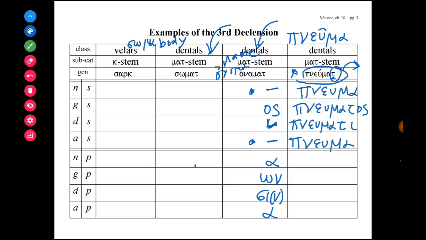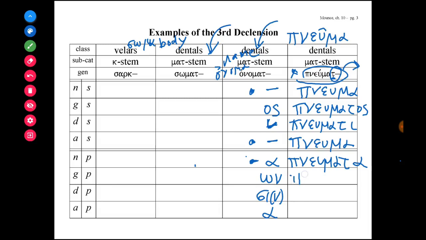Now, watch how the plurals form. When the plurals form here, you're adding alpha to the stem. So let's write the stem, pneumat, and I'm adding alpha. So pneumata. So pneuma is the singular form for nominative and accusative, and pneumata is the plural form for the nominative plural and also for the accusative plural, which we'll soon discover.